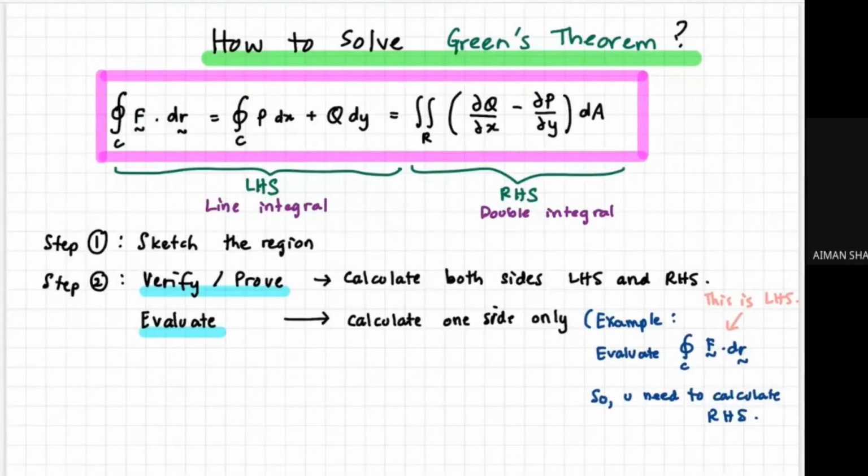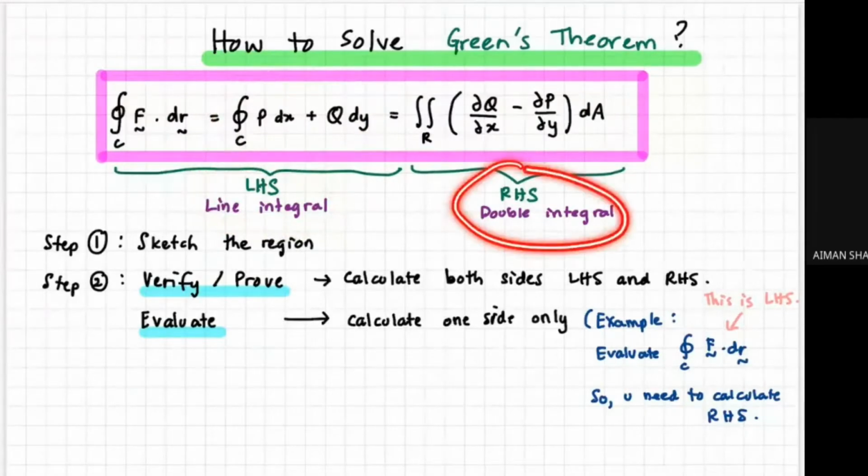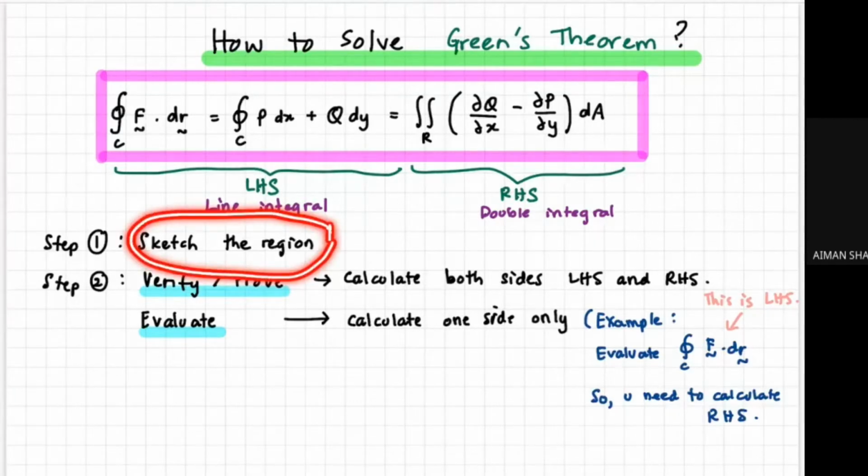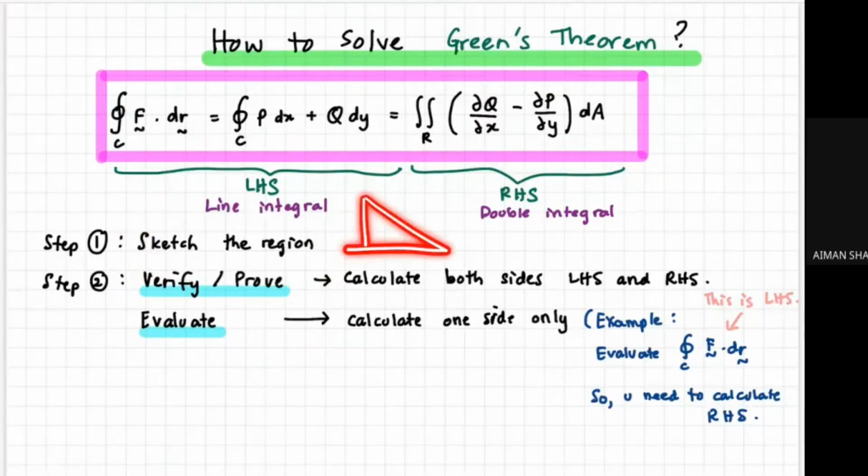This is the definition of Green's theorem. The left hand side is the line integral with a single integration, and the right hand side is the double integral, the surface integration. Step number 1 is to sketch the region by looking at the information given in the question. You can draw the region, whether it is a triangle or maybe a circle. First you have to sketch and understand all the information given in the question.